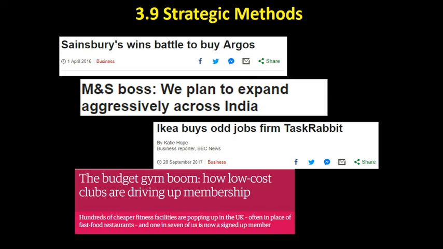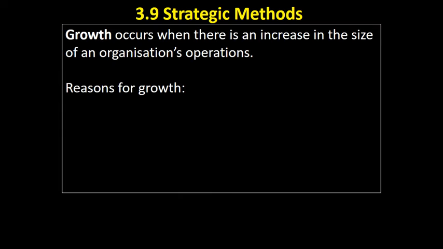So here's some examples of headlines about growth. Sainsbury's buying Argos, M&S expanding across India, IKEA buying TaskRabbit, the budget gym boom, how low-cost clubs are driving up membership. That's organisations like Pure Gym, really low-cost gym memberships. And those companies have grown massively by opening new branches across the country, across the UK in recent years. So, what are the reasons for growth? Well, it might be to take advantage of our brand image and USP.